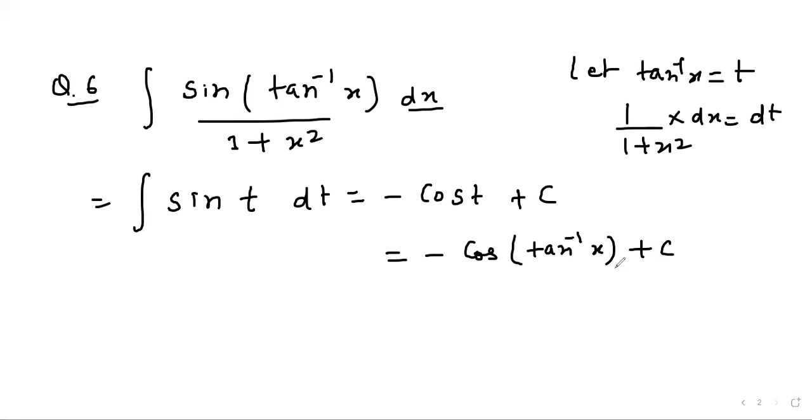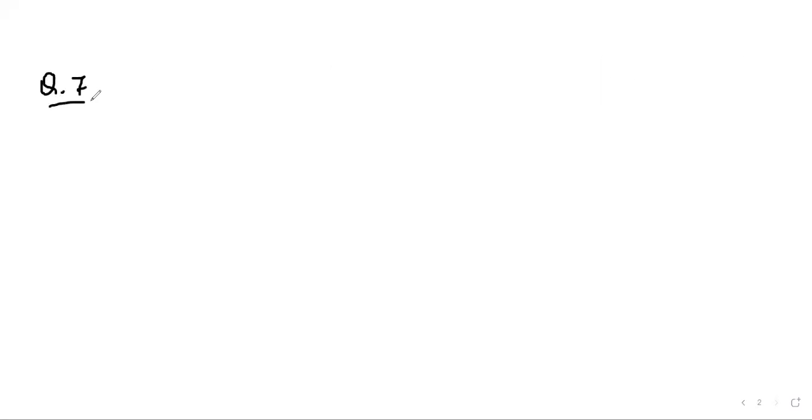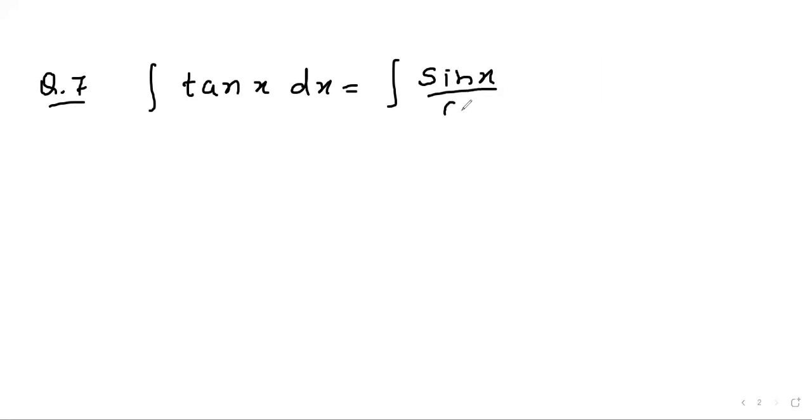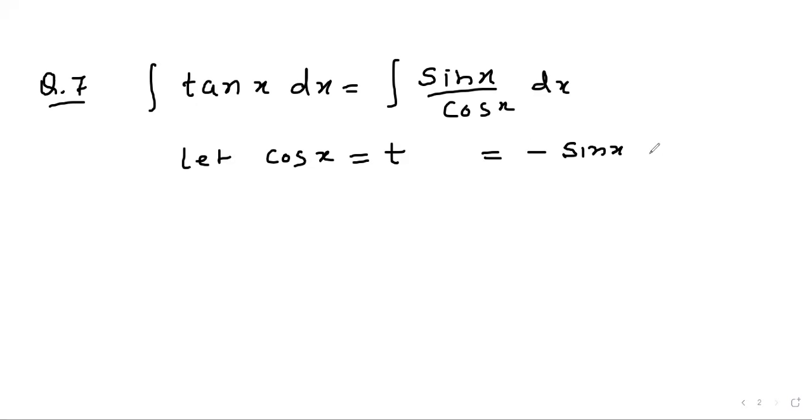Now let's see question number 7. Question number 7 is integration of tan x dx. It can be written as integration sine x divided by cos x dx. Let cos x equal to t, that will be minus sine x equal to dt upon dx, or sine x dx equal to dt. In our question, we have sine x dx.